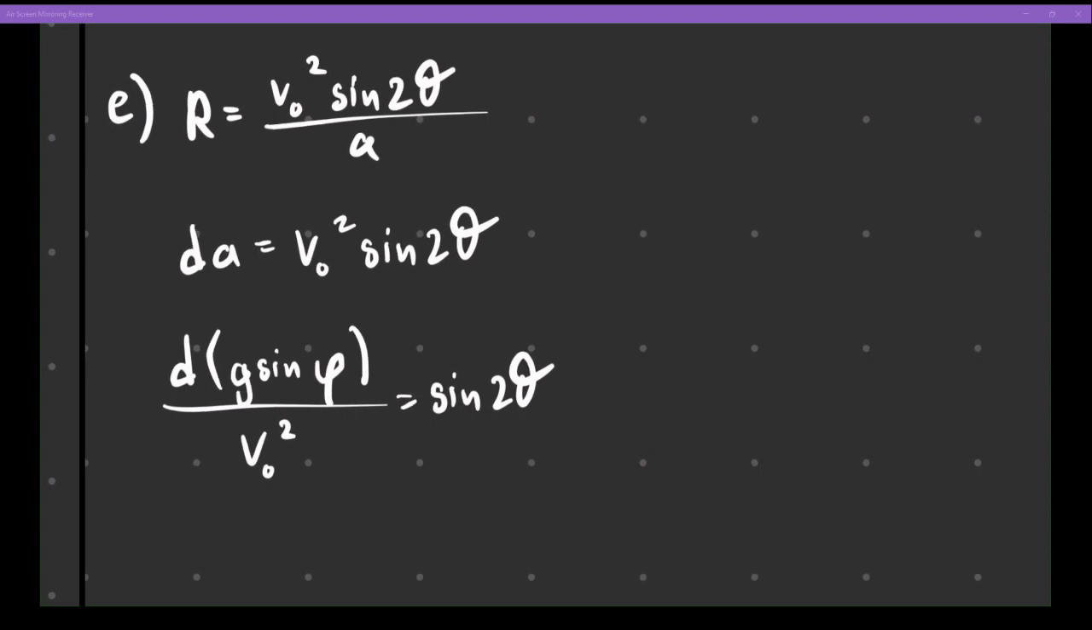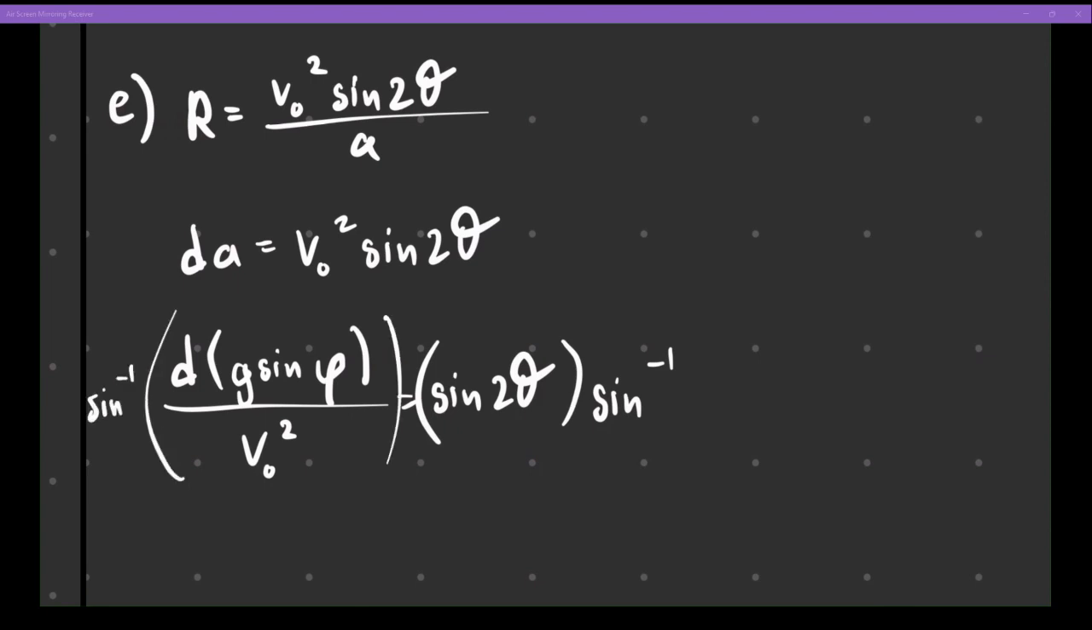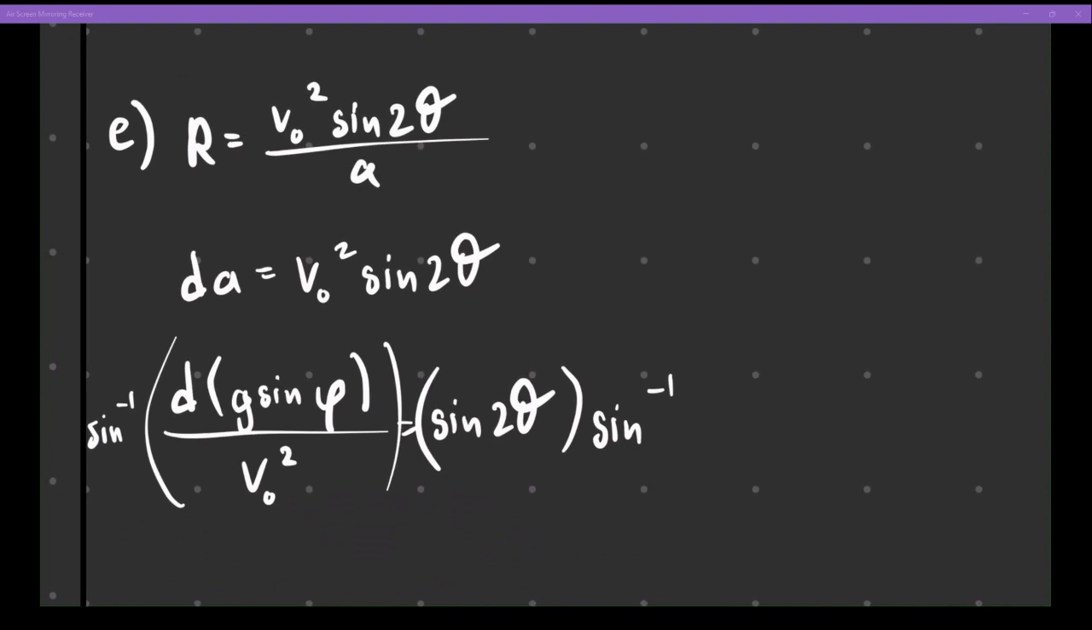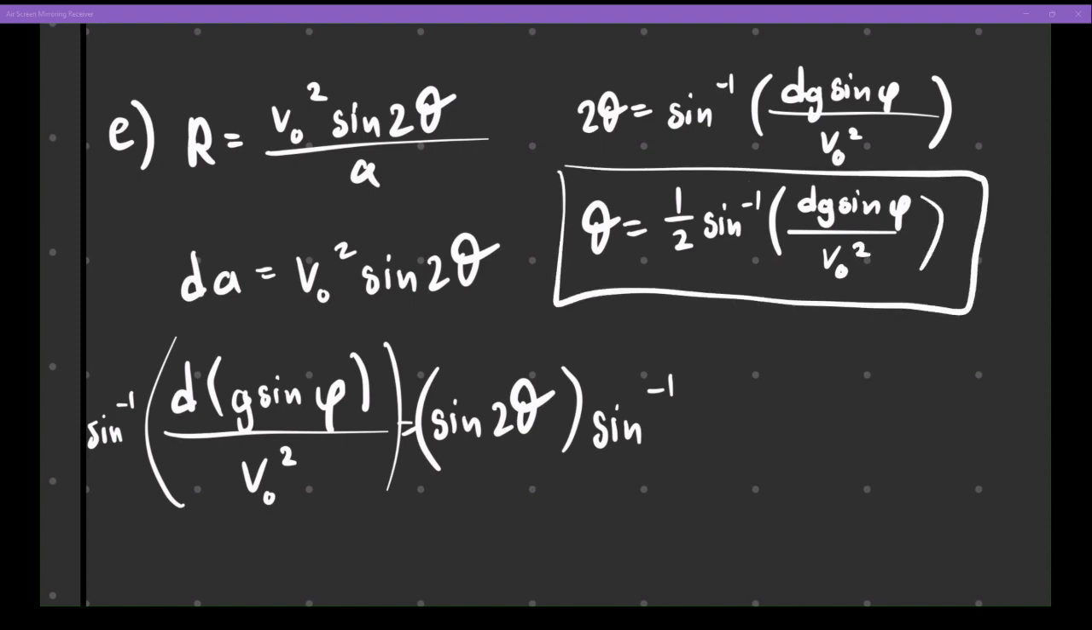Then I will just take the arc sine of both sides. So I'm going to go up here. So it just leaves me with the arc sine, or I'll start from the right. So I just get 2 theta is equal to arc sine of d g sine of omega over v0 squared. Now to simplify, I'll just divide by 2. So it's just 1/2 arc sine of d g sine of omega over v0 squared. And that's the same as in the question.